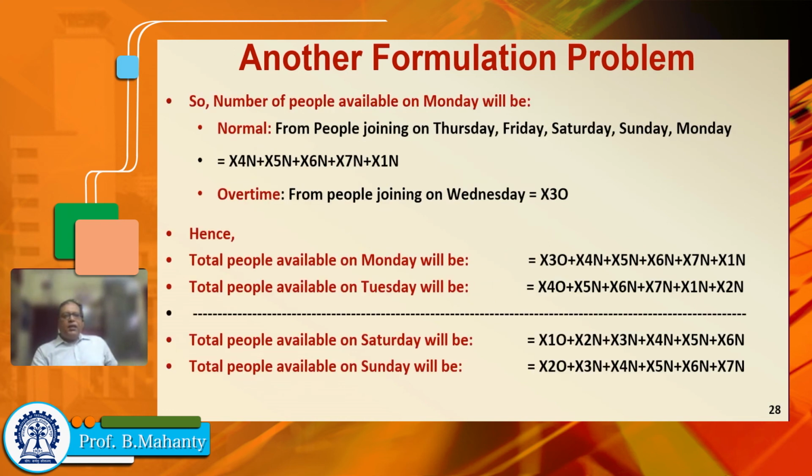Then we see that the number of people available on Monday will be normal from people joining on Thursday, Friday, Saturday, Sunday, Monday. So these are the people. Overtime for people joining on Wednesday. Is it not? So in this way, we can work out the total number of people available on Monday, total people available on Tuesday, total people available on Saturday, total people available on Sunday, and like that in the rest of the days.